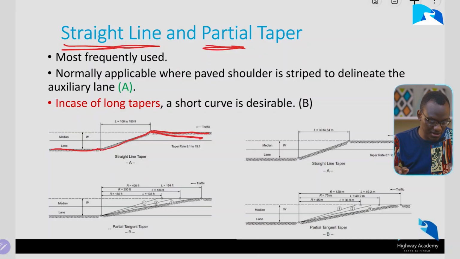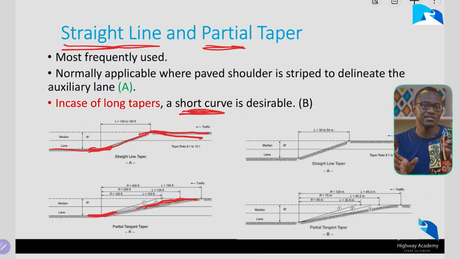Now, for part B, if you have a very long taper, a short curve is desirable. So it will be good to have a curve here. If you're looking at how this is placed, we have a curve here and also a curve there. If these are really long, you can have curves on both of them. That's normally desirable. In week 2, where we're designing these junctions, we shall look at a way of implementing that.